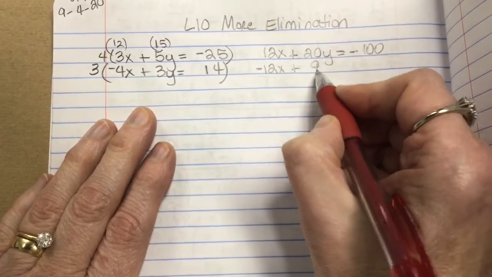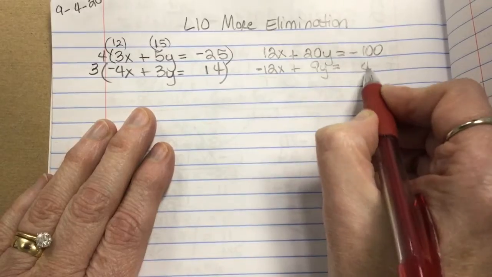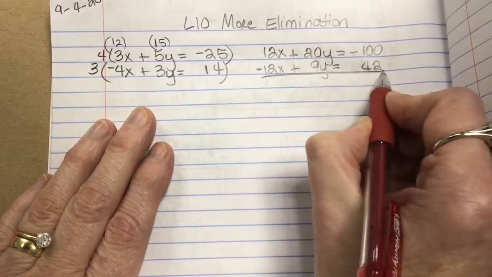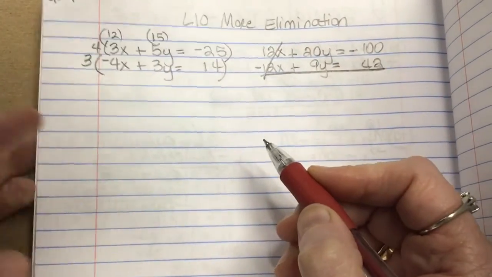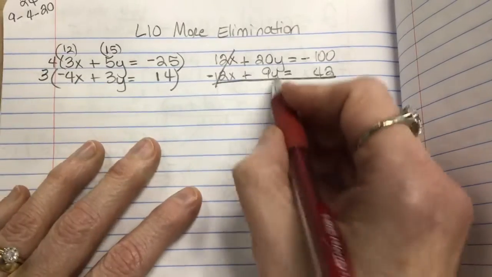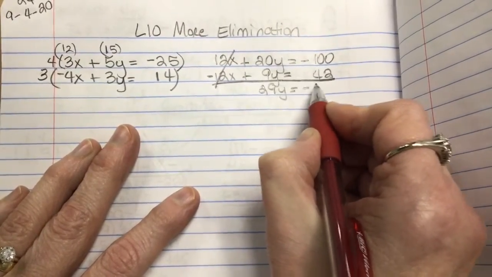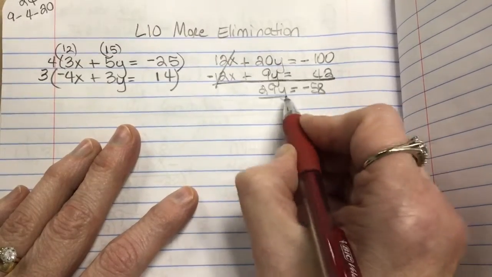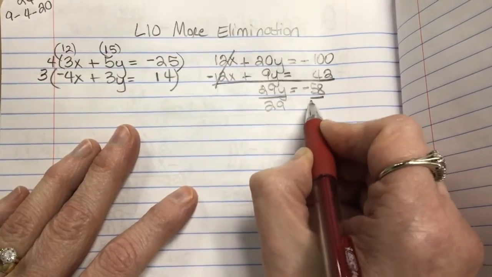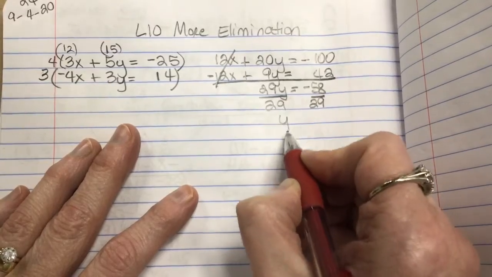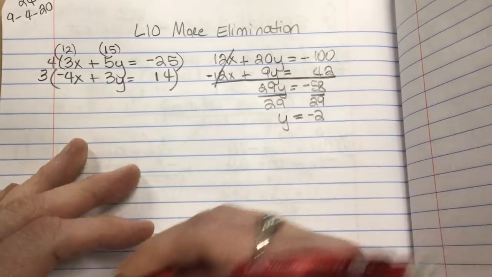Plus 9y equals 42. Now we can add. Only the x's go away, so we know they're going to cross. And we get 29y equals negative 58. Divide by 29. All of these two come out even. And you get y is equal to negative 2.